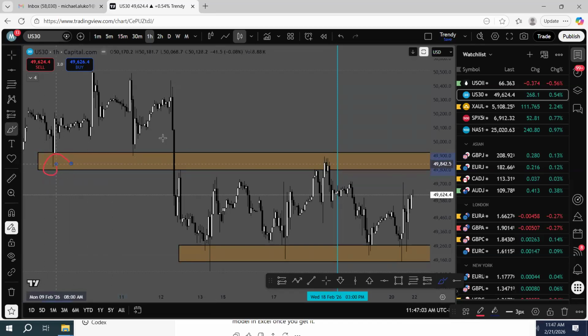This is another example. We have a low here. The low gets broken. The market eventually comes back to the low. And what happens when it gets to the low? It sells. It's so simple, guys. You feel me?